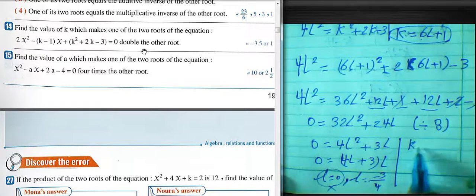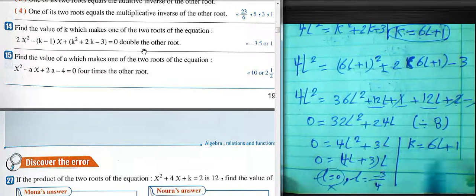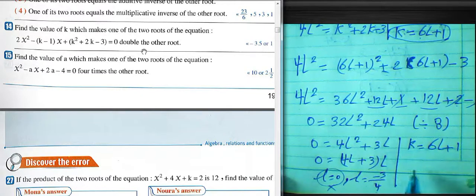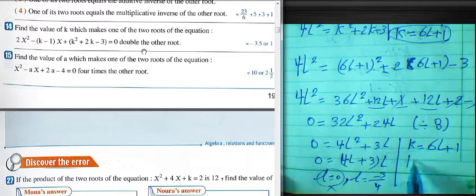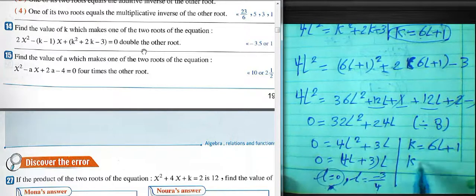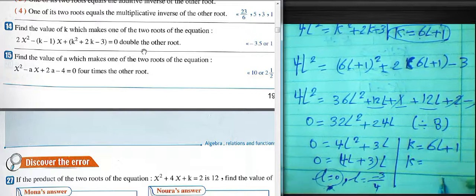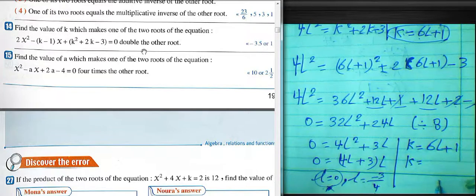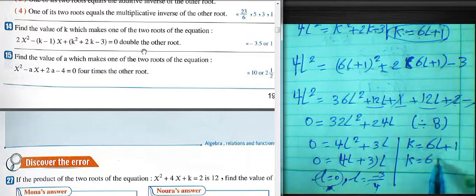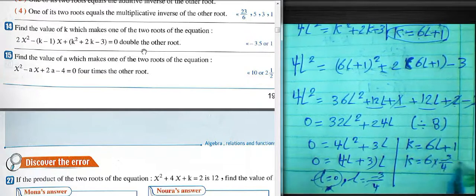Okay, K will be 6L plus 1. Let L here be negative 3 over 4. Or we can find 0. It's very easy. 6L plus 1 is 6 multiplied by negative 3 over 4, plus 1.